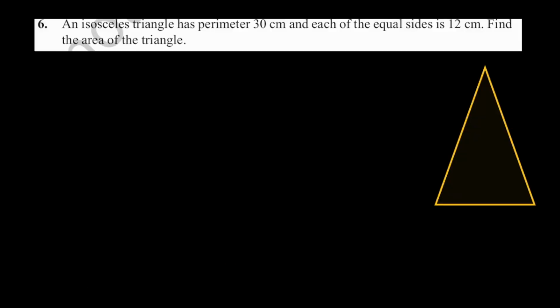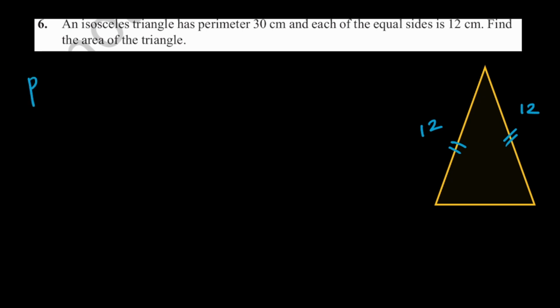So this is the final question of this exercise and this chapter, which is question number 6. An isosceles triangle has perimeter 30 centimeter and each of the equal sides is 12 centimeter. Find the area of the triangle. So they have given an isosceles triangle over here where these two sides are equal, right? They have given it as 12 and 12. The third side they have not given, and they have asked us to find the area of the triangle. Instead they have given the perimeter, right?